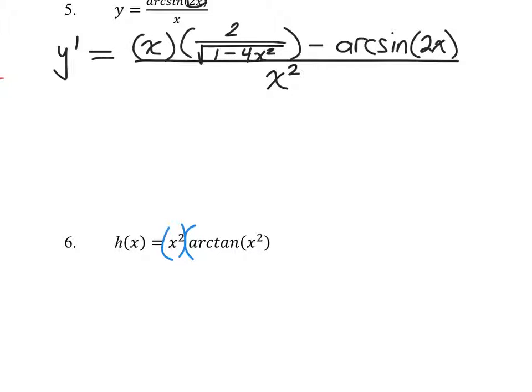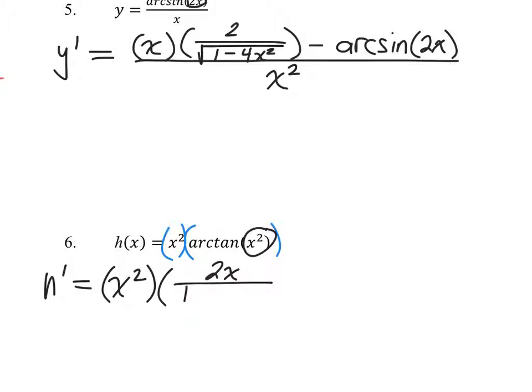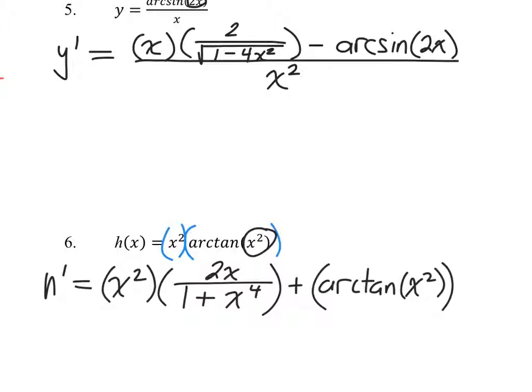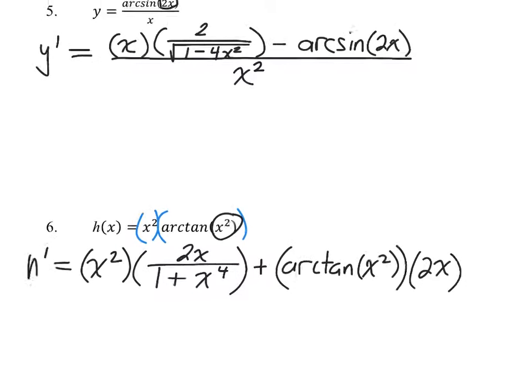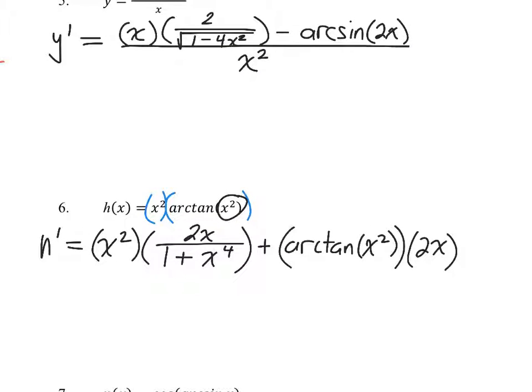All right, we have a product rule for the next one. H prime, first times the derivative of the second. So my u is x squared, so 2x up top, over 1 plus x to the 4th on the bottom, plus the second, arctan of x squared, times the derivative of the first, which is going to be 2x. Same deal. Not worth trying to simplify, because that arctan is there.